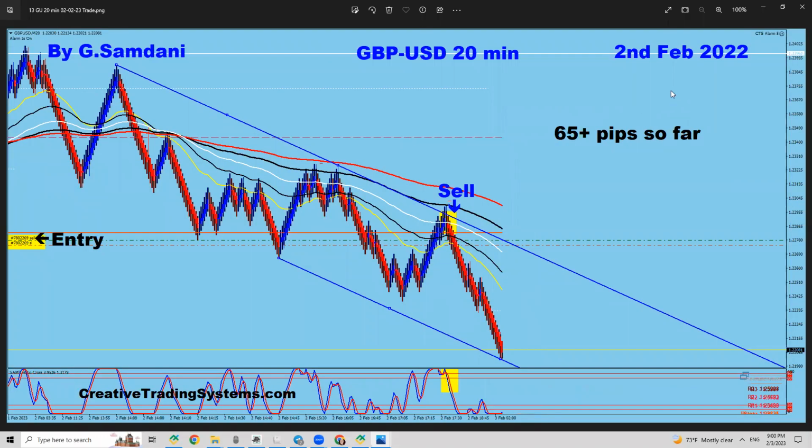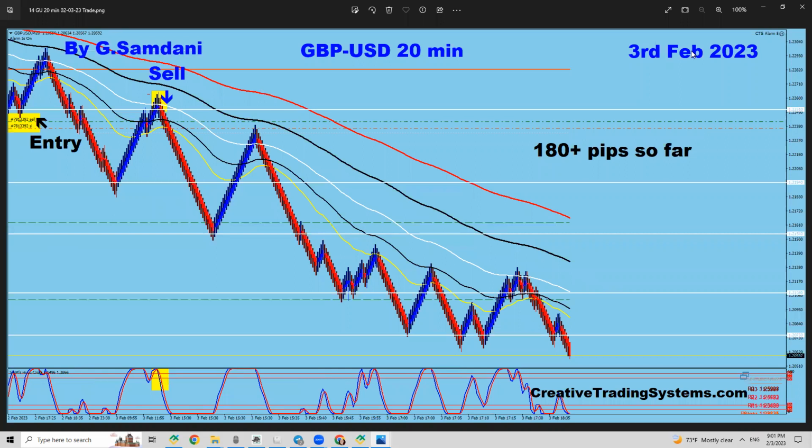Pound USD, this was a day before this entry, but based on the USD, right? So it was on the 2nd, only for 65 pip. It was waiting for NFP, but still I got the 65 pip on the 2nd, Thursday. But today, 3rd, entry here, boom, boom. This is NFP, and after that, all the way down, 180 pip, pound USD.